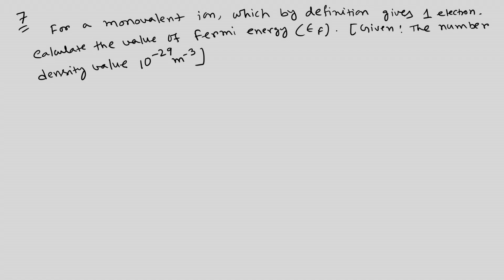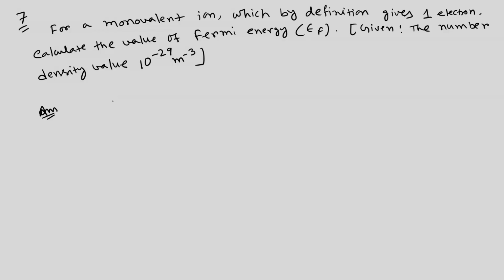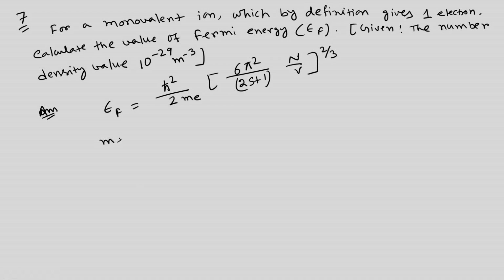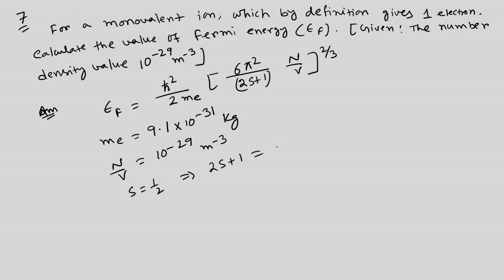Okay, so we need to calculate the Fermi energy of an electron, and number density is given. So we know the expression of Fermi energy. Okay, so Fermi energy epsilon f is h cross squared by twice me for electron, times 6 pi squared by 2s plus 1, times n by v to the 2 by 3. So me is the mass of electron, and the mass of electron is 9.1 times 10 to the minus 31 kg, and n by v is also given, 10 to the minus 29 meter to the minus 3. Okay, and s is half, so 2s plus 1 gives 2, right.